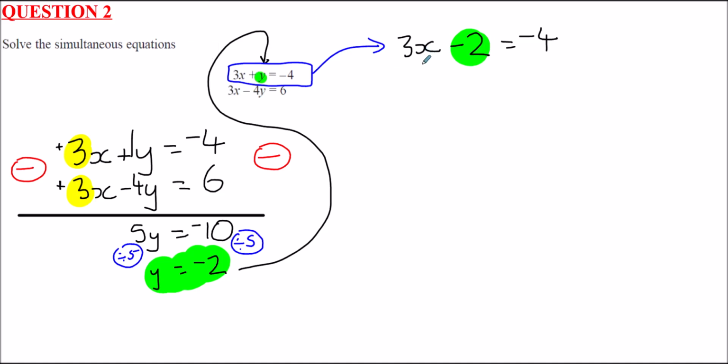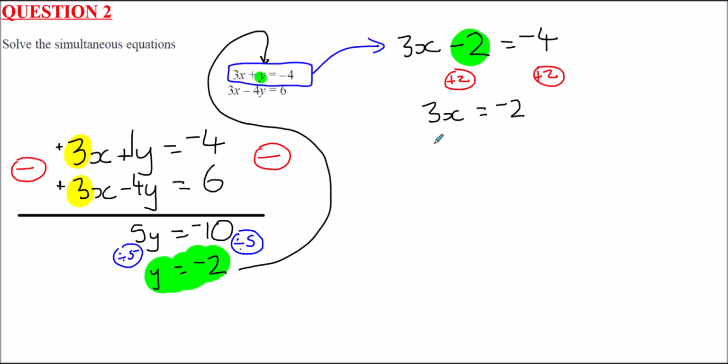We need x on its own. That minus 2 needs to disappear, so we do the opposite to it. To make minus 2 disappear, we add 2, but if we add 2 to this side, we do the same over here. So that will give us 3x is minus 4 plus 2 in the positive direction, so we're going to go less negative. Minus 4 add 2 takes us to minus 2.